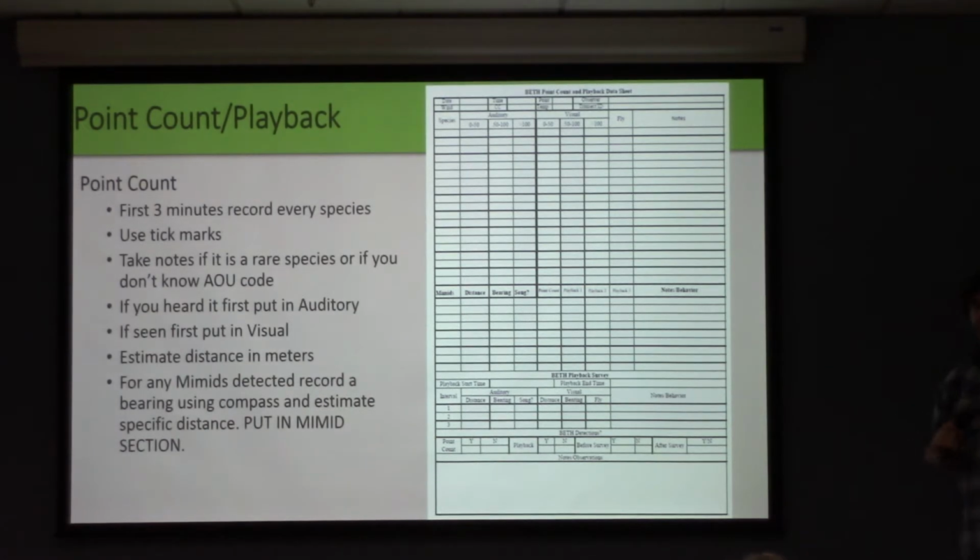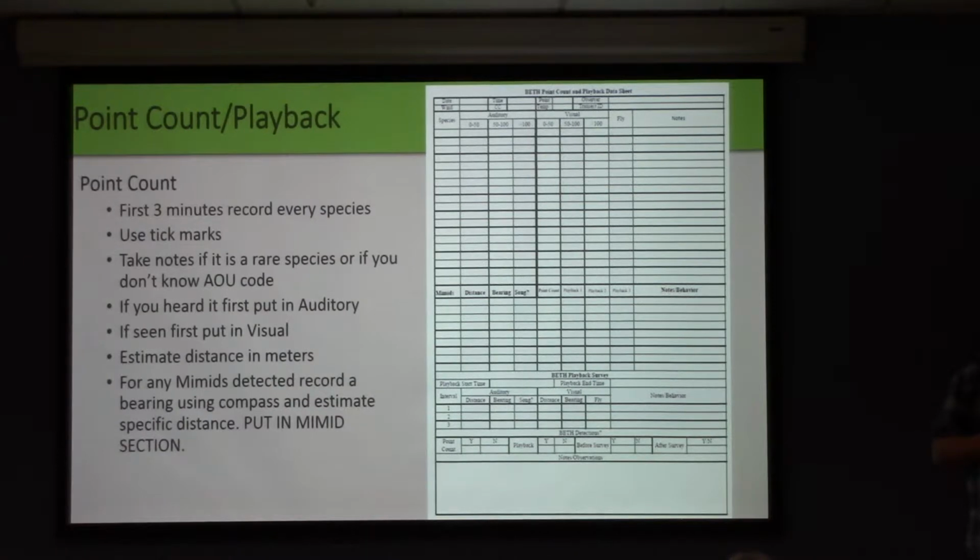Okay, so we've done our 3-minute point count and we're moving from one spot to the next spot. And if we spot a bird, do we record that and not indicate it as a point count?